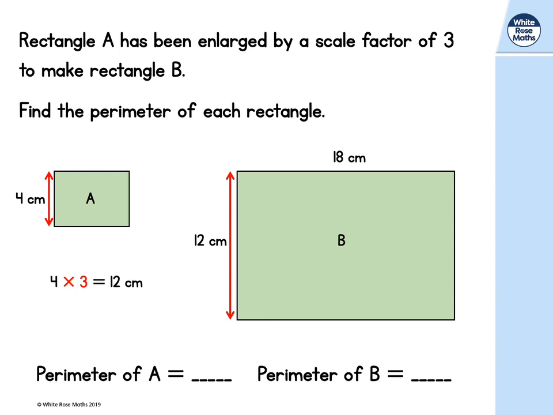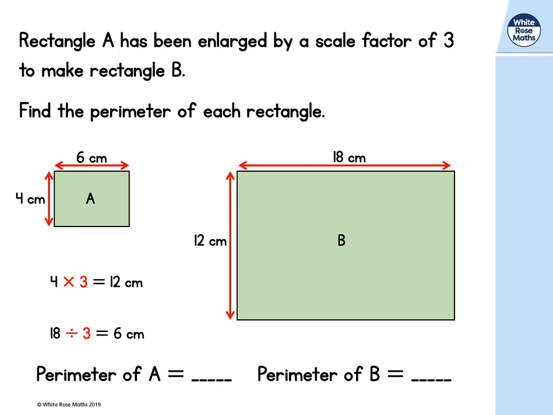Let's repeat the process, except going this time from rectangle B to rectangle A. The top length, we can see, is 18 centimeters, and the corresponding length on A would be this one. Well, it's been increased by a scale factor of 3, so in order to go from rectangle B to rectangle A, it must be divided by 3. So the length must be 6 centimeters.